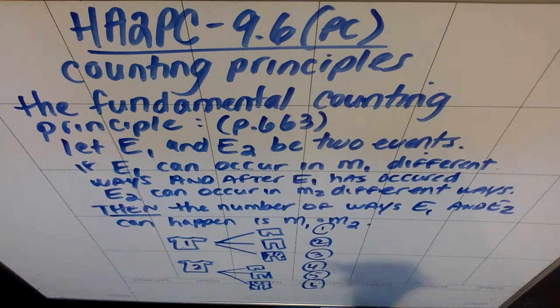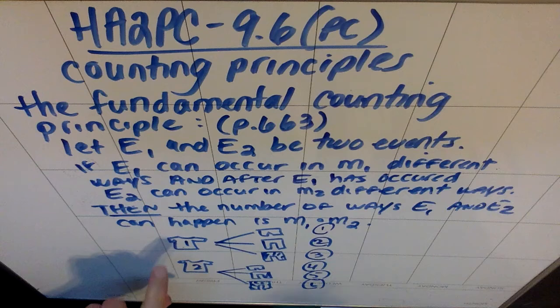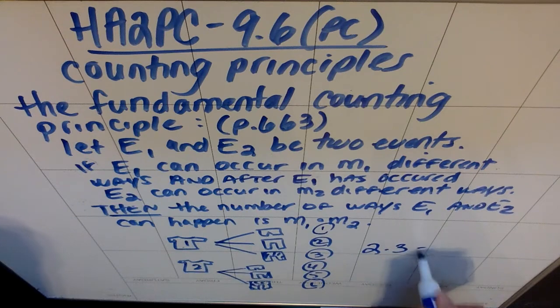But the reason that I end up with 6 is because for my first event, my shirt, I had 2 options, times for my pants, I had 3 options, and 2 times 3 is 6.